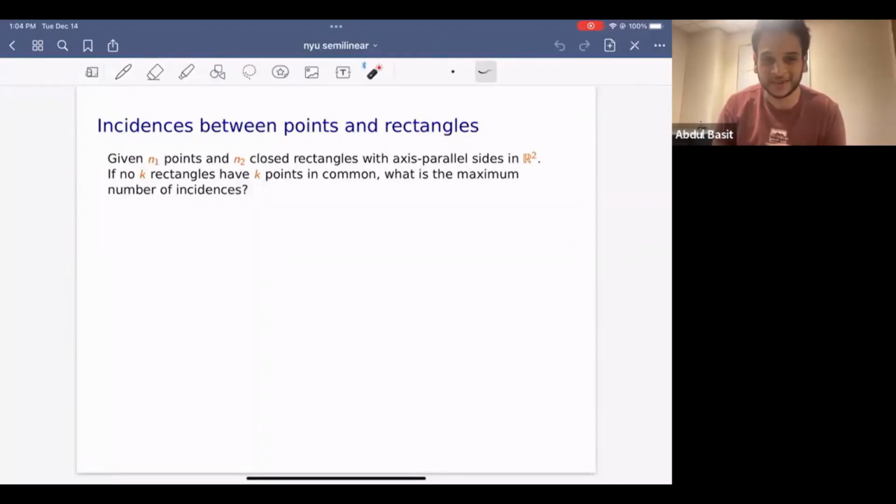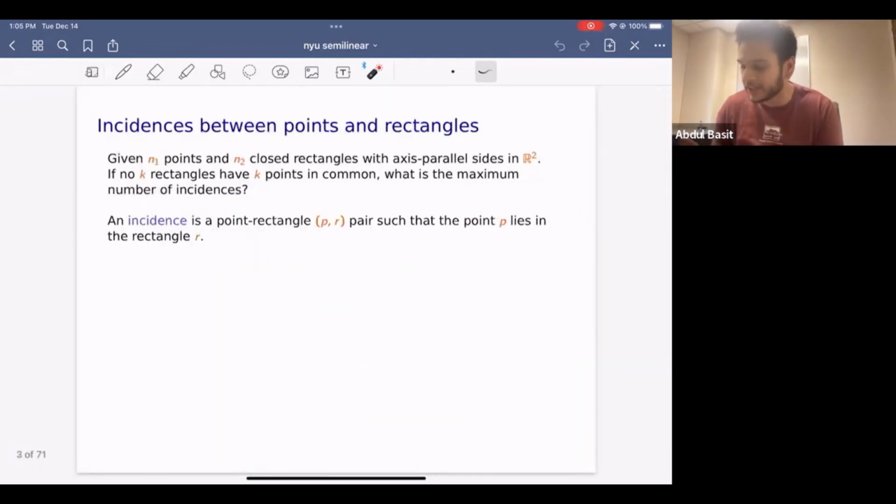Okay, so I'll start off with this simple problem, and then we'll go from there. I have n1 points and n2 closed rectangles, both in the plane. And I have the property that no k rectangles have k points in common. And the question is, what's the maximum number of incidences?